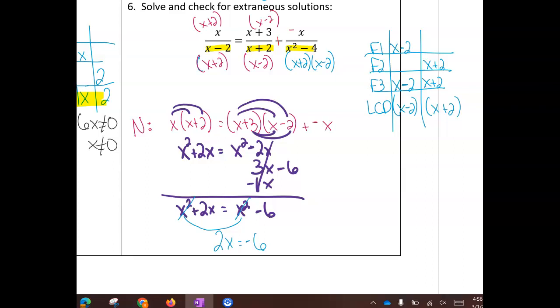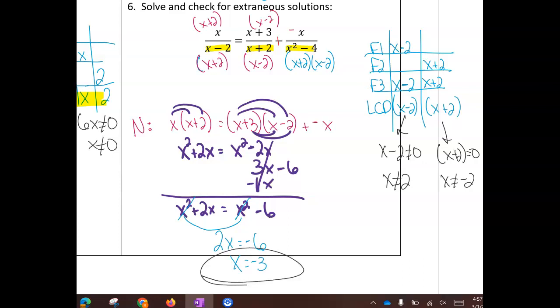Now I'm ready to solve. Divide by 2, and x is -3. Do I like that answer? I think so, because the only thing that would make this be 0 is a 2, and that's not an answer. And the only thing that would make this be 0 is a -2, and that's not my answer. So, no extraneous solutions. All right, that's it.